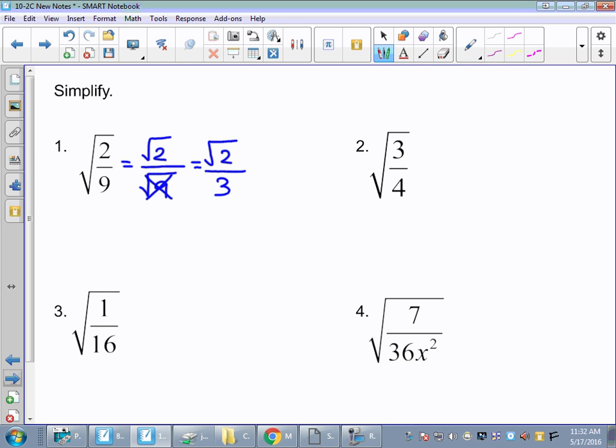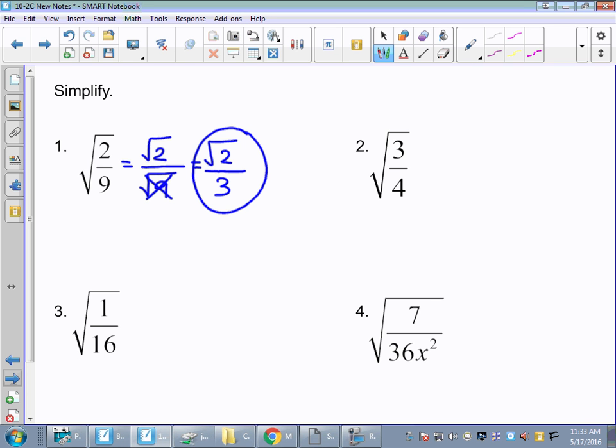So I look at my checklist. There are no perfects in the radicand. Square root of 2 cannot be broken down any further. There are no fractions under the radical. We took care of that by separating it, and then we took care of the radical in the denominator by simplifying the square root of 9. So this is your final answer, the square root of 2 over 3.